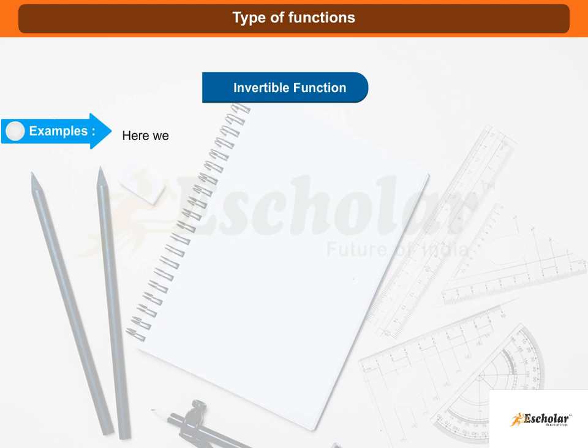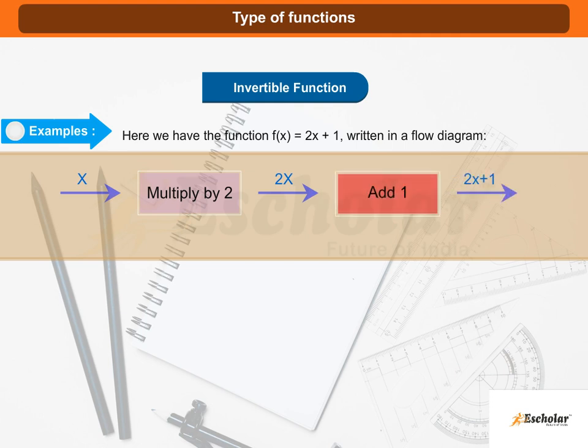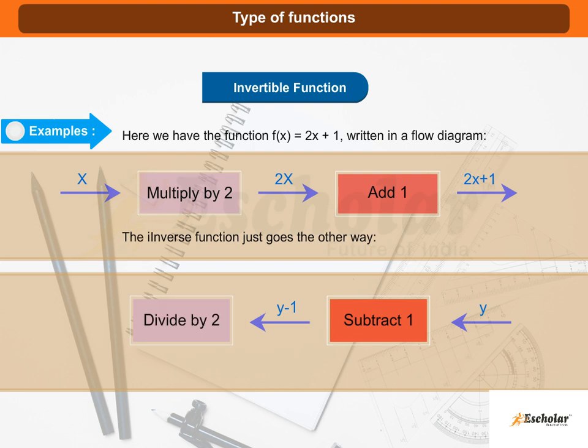For example, here we have the function f of x equal to 2x plus 1 written in a flow diagram. Fed x as input to a multiplying by 2 machine, we get 2x. It is then fed to an adding 1 machine, which gives 2x plus 1. Consider an inverse function of y, and it goes the other way, as y is fed to a subtract 1 machine, which gives y minus 1, which is fed to a divide by 2 machine, which gives y minus 1 by 2. So, the inverse of function 2x plus 1 is y minus 1 by 2.